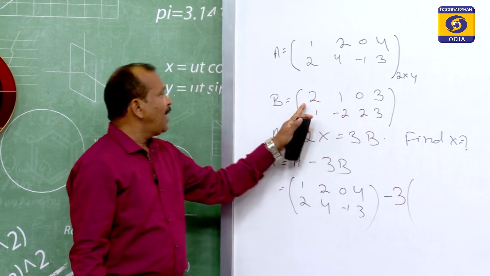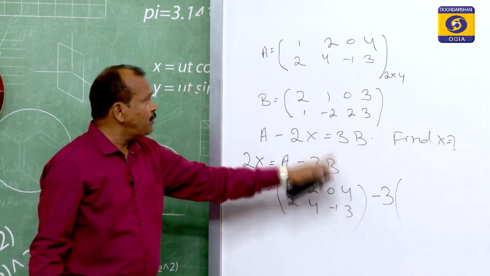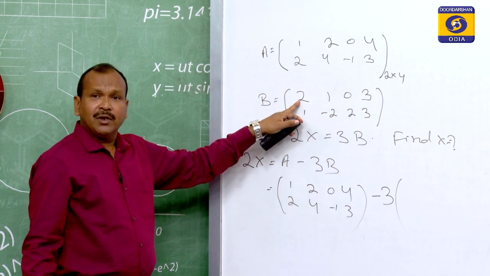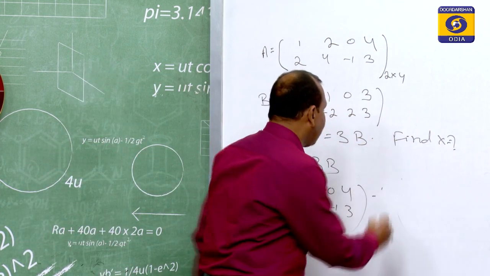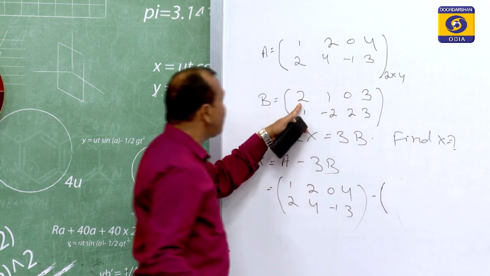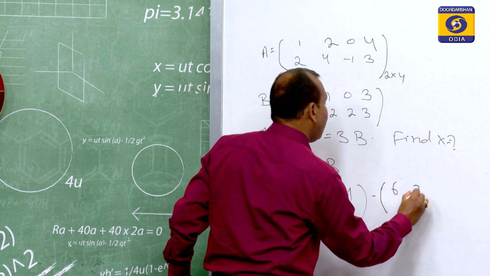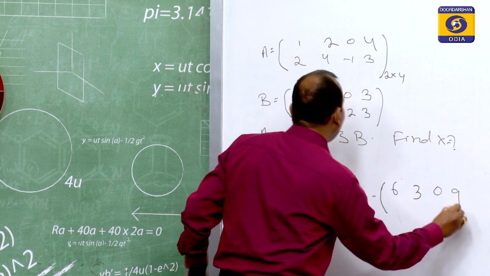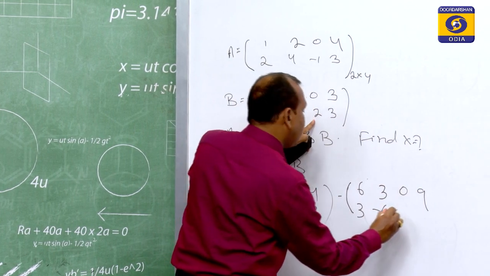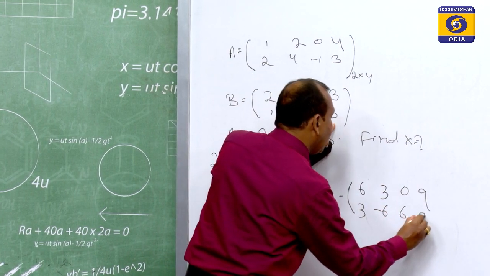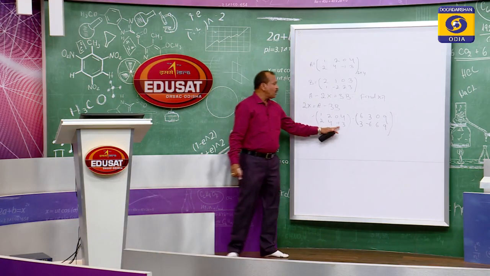3 is a scalar and 3 is multiplied in the matrix B. That means 3 is multiplied in each element. Then we have 6, 3, 0, 9, 3, minus 6, 6, 9. This is a 2 cross 4 matrix.